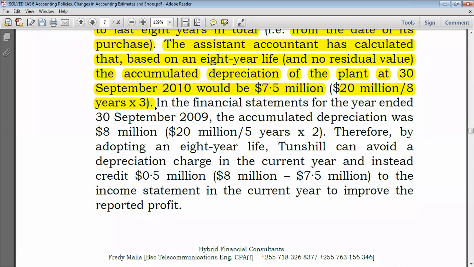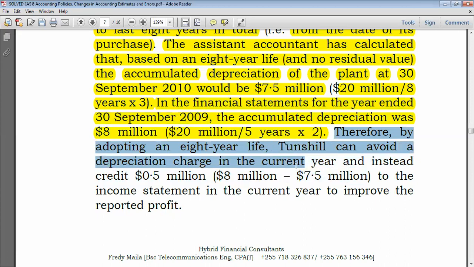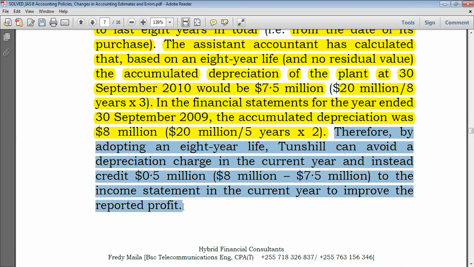So just be patient. In the financial statements for the year ended 30 September 2009, the accumulated depreciation was 8 million. This is what we are speaking about. It should have been 8 million, that is 20 million divided by 5 times 2. This is right. And therefore, by adopting an 8-year life, TANSHEL can avoid a depreciation charge in the current year and instead credit 0.5 million to the income statement in the current year to improve the reported profit.